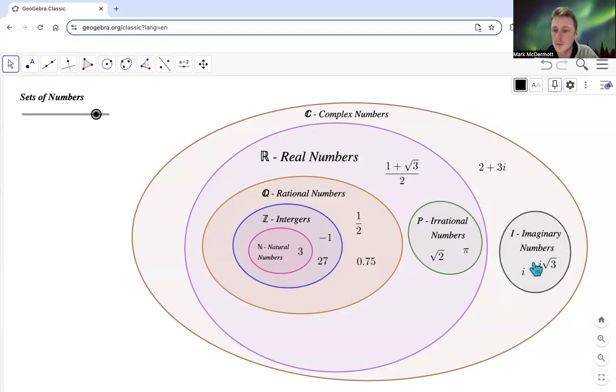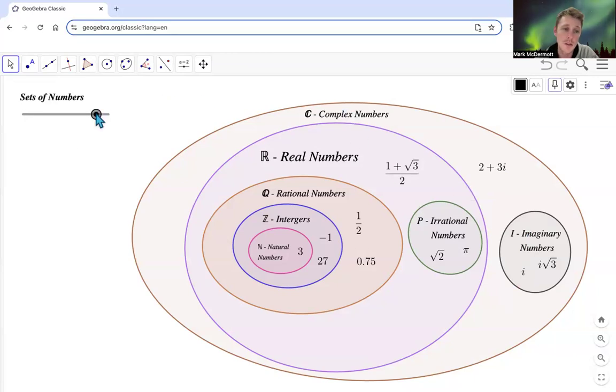Within the complex numbers, we've also got what's called purely imaginary numbers, or just imaginary numbers. So this is things like the letter i. i is the square root of -1, okay? And then i root 3 would just be the square root of -1 times root 3. So these are all the numbers that you need to be aware of.